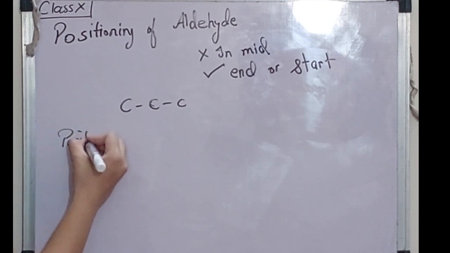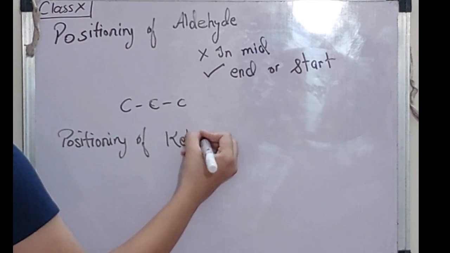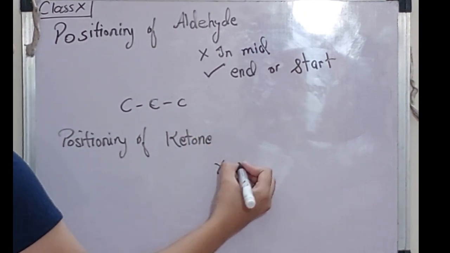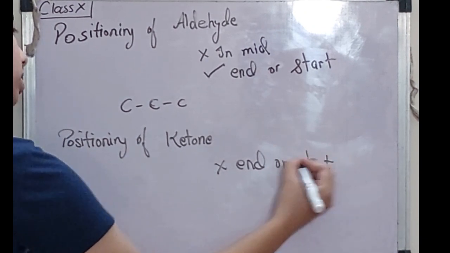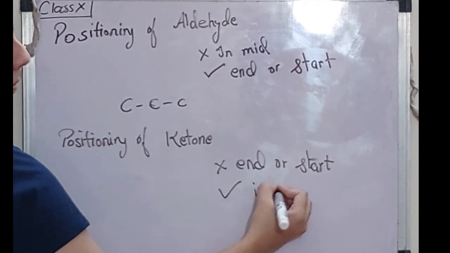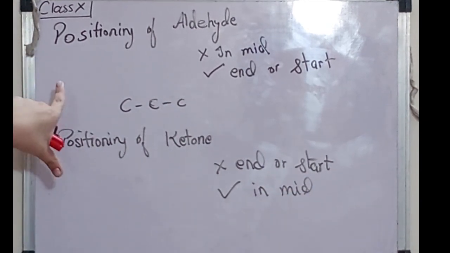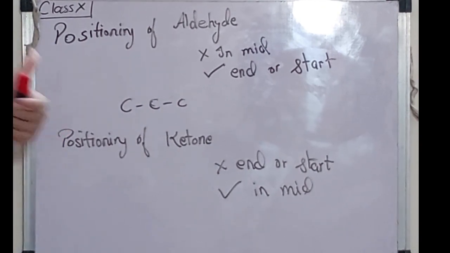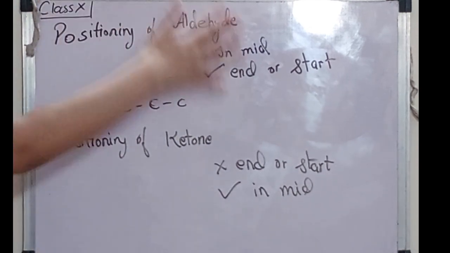Or positioning of ketone. It can't be in end or start, but it can only be in mid. So you can see कि aldehyde और ketone, the positioning of aldehyde and ketone is exact opposite. aldehyde को आप बीच में नहीं लगा सकते, ketone को आप बीच ही में लगा सकते हो. aldehyde को आप स्टार्टिंग में ही सिर्फ लगा सकते हो, ketone को आप स्टार्ट में नहीं लगा सकते. जस्ट few points to keep in your mind.